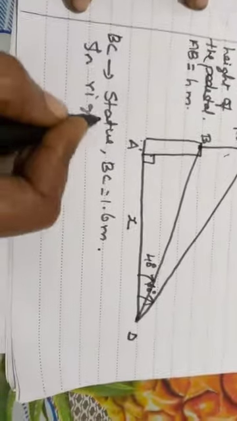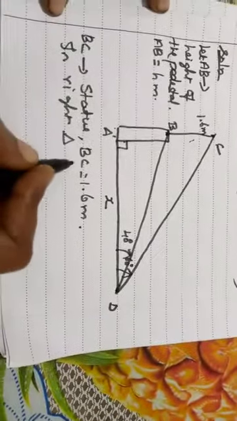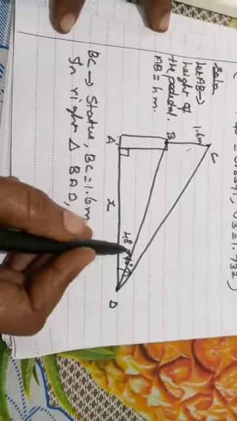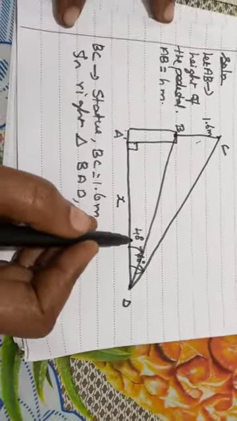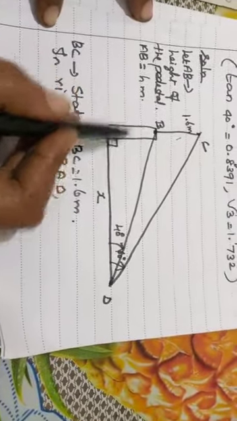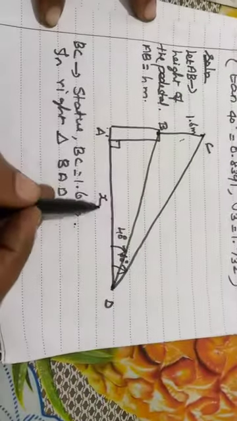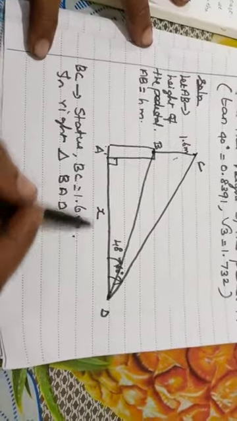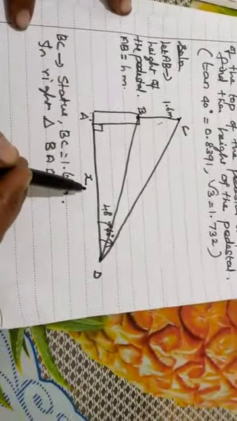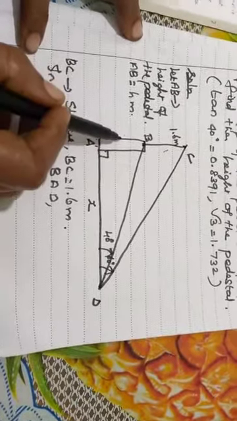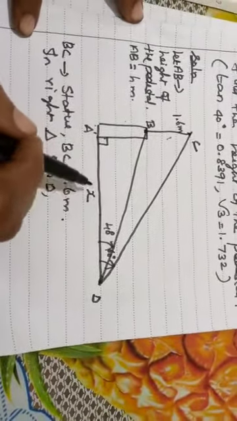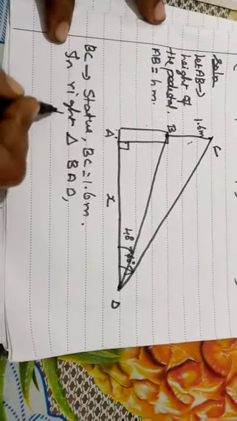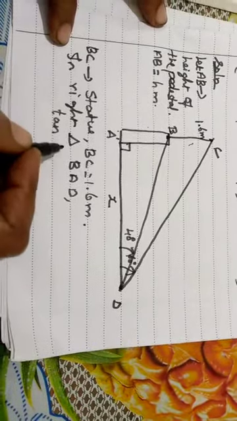In right triangle BAD, what is the angle given now? 40 degree. So here opposite we need to find out. Adjacent is not there, is it? Adjacent also we have to find out. So tan ratio we have to use here. Opposite we need to find out, adjacent also need. Then only we can find it. Hypotenuse not necessary here. So tan ratio we have to take here. Tan theta equal to opposite by adjacent.